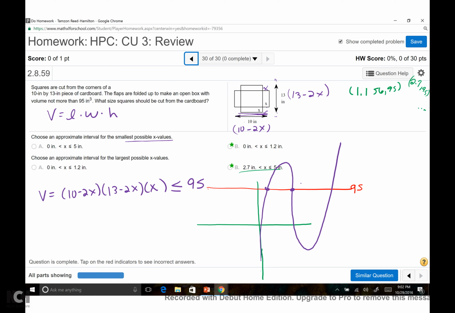Okay, so this point was 1.2, 95. This point was 2.7 comma 95. And this point, if I calculate it, I get over here, enter, enter, enter, is 7.7 comma 95. Where in the heck is the 5 coming from?